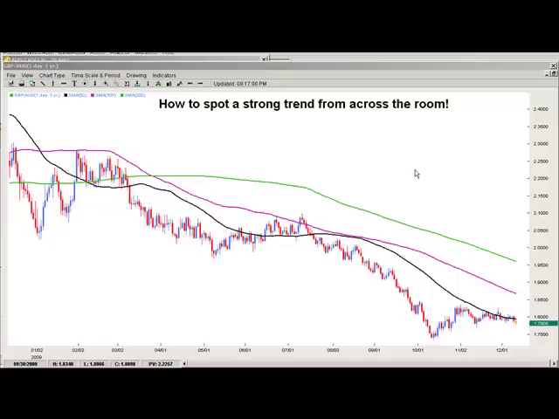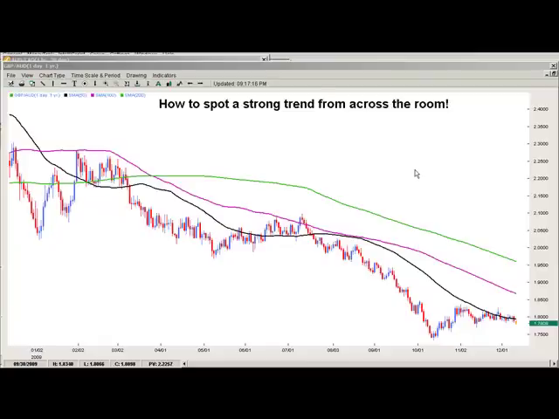How to spot a strong trend from across the room. Many times I find that traders have trouble determining the trend direction, and I want to show you a way that you can practically tell this from across the room, literally.